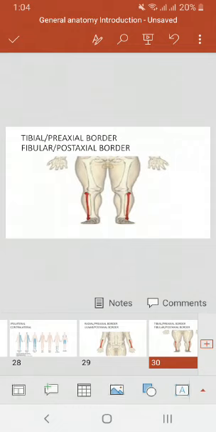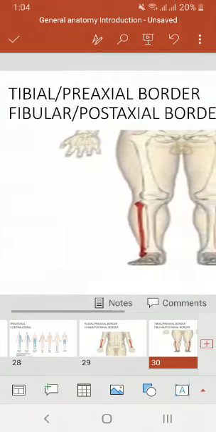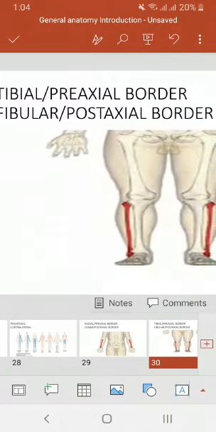And this is the tibial or the pre-axial border for the lower limb. Again, the tibia is medial, and this is the pre-axial border, because of the opposite side rotation of the lower limb. So the fibular or post-axial border is present on the lower limb.